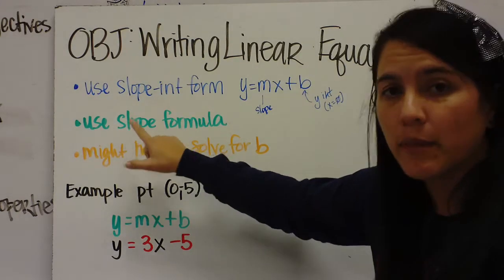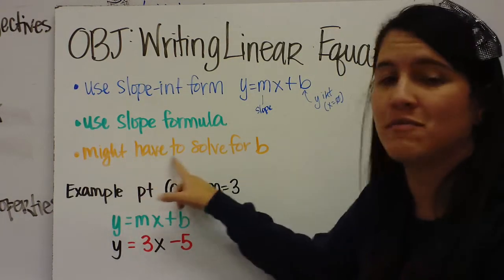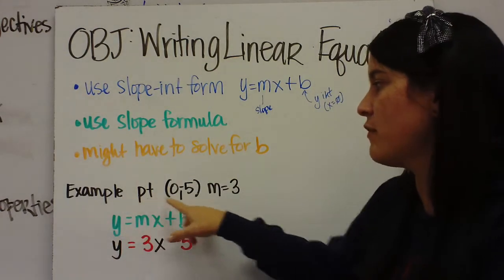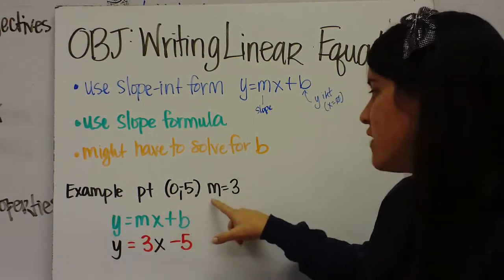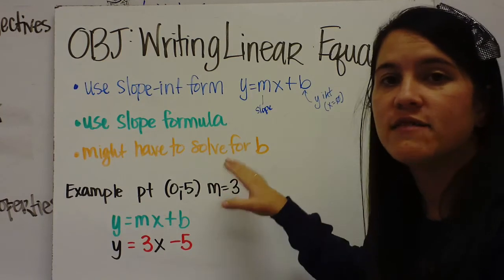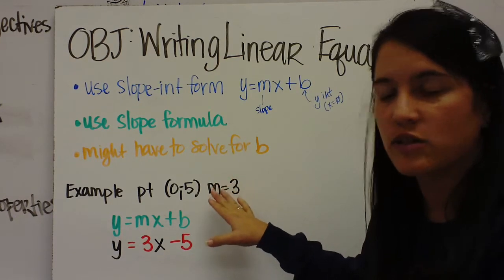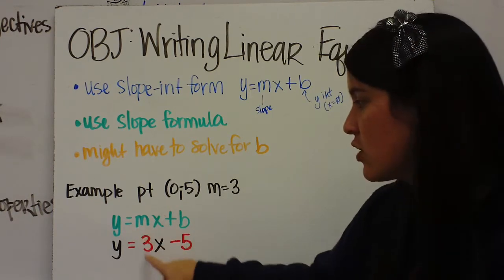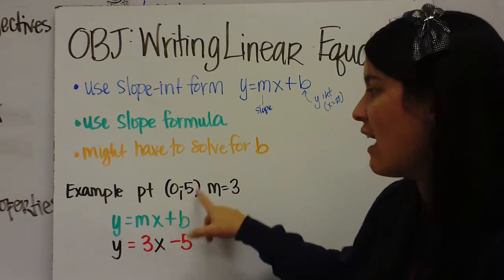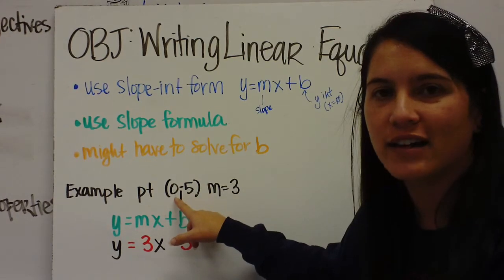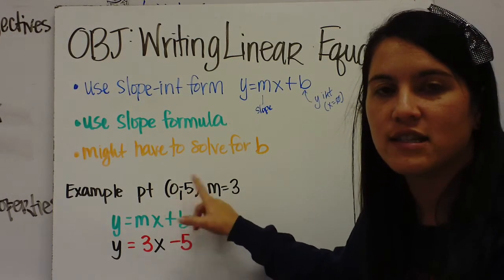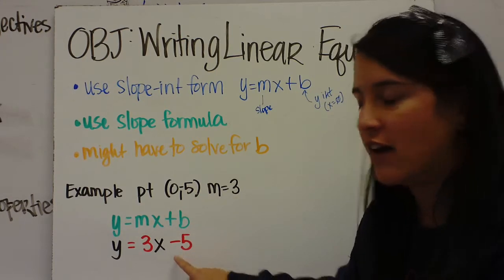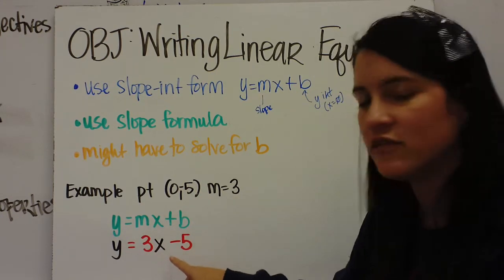So today you're going to possibly need the slope formula, and you might have to solve for b. So here's just an example. If you have the point 0, -5, and you have the slope, it's very easy to put this into slope-intercept form because we have m, so you can see I've substituted in 3 for m, and I have the y-intercept because this is where x is 0. So if x is 0, then this is the b, and you can put it in right here, -5. So y equals 3x minus 5.